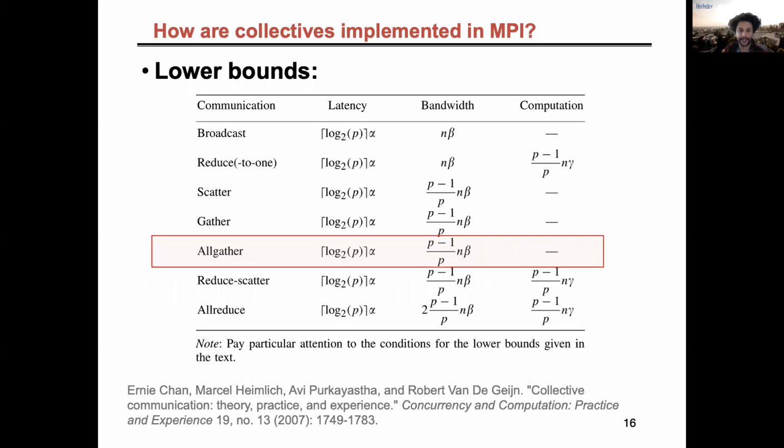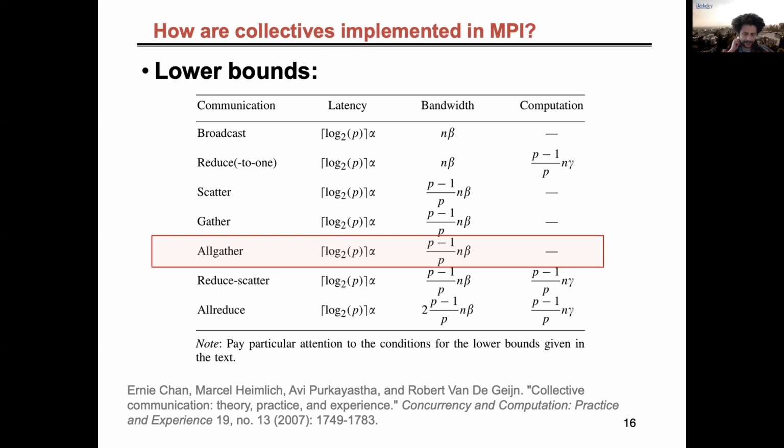What are the costs of these collectives? So here's a table of lower bounds from the papers that are cited at the bottom. These basically are communication costs on one process, and usually that's the process that has to do the most communication. In some operations, everybody does the same amount of communication, but in some others, there is one process that is clearly doing more communication than the others. And that's basically the maximum on that process.